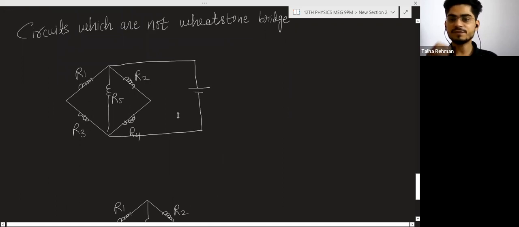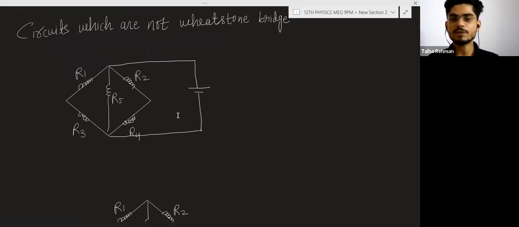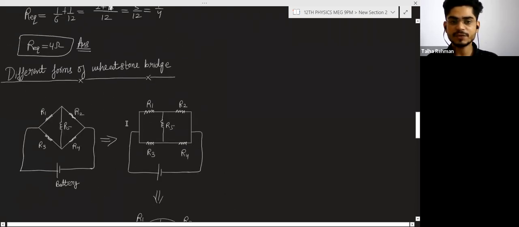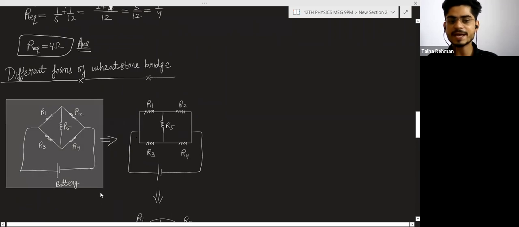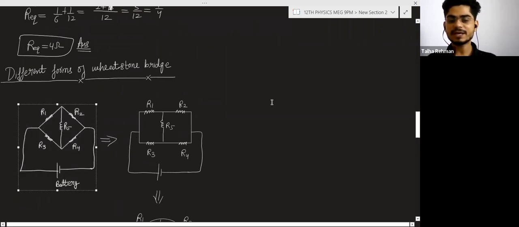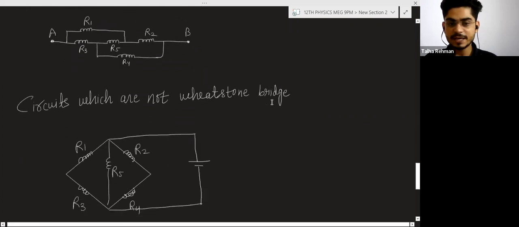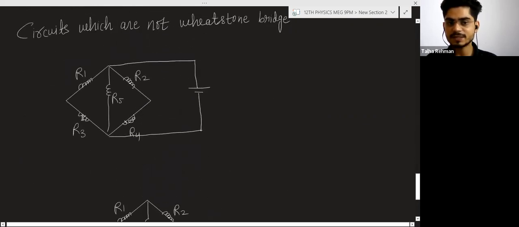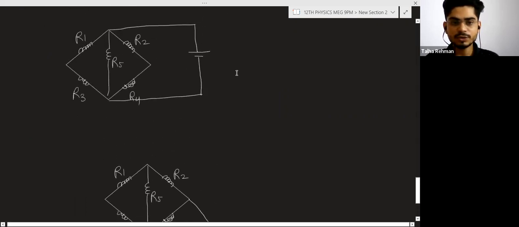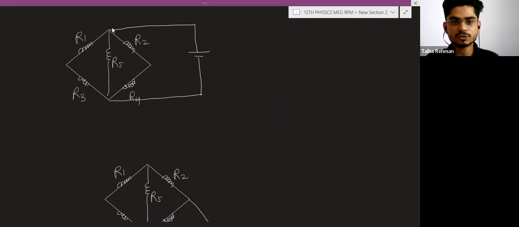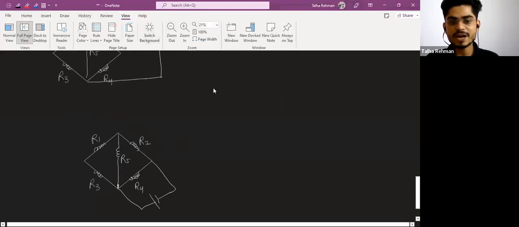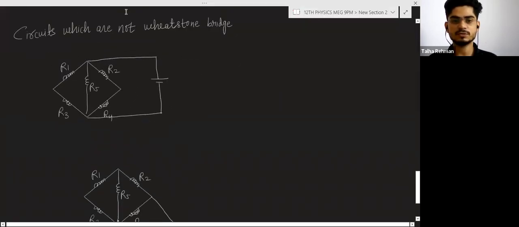An examiner will confuse you by giving this type of questions, but you should not be confused, because you know that in a Wheatstone Bridge we cannot identify any of the resistors, whether they are connected in parallel or series. But here we are identifying that R1 and R3 are in series combination, and R2 and R4 are in series combination. Okay, so now you can take a screenshot of this also. You have to remember all these things.